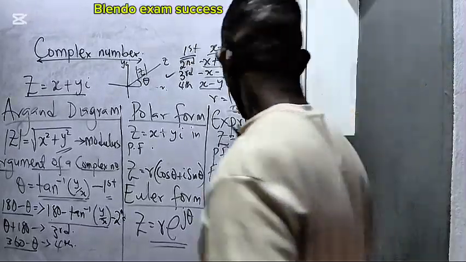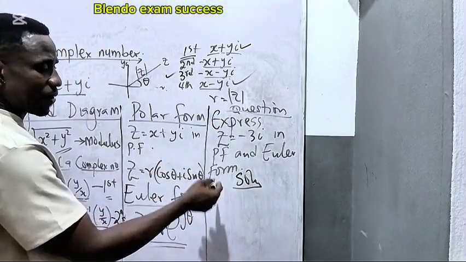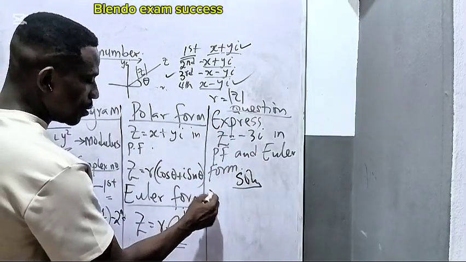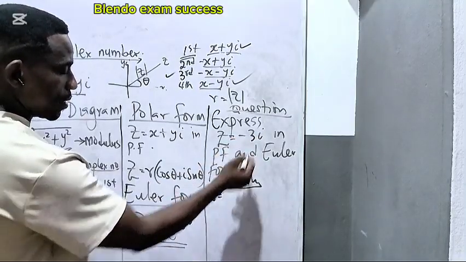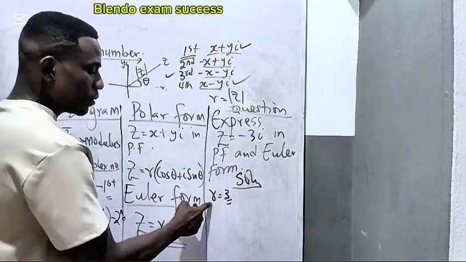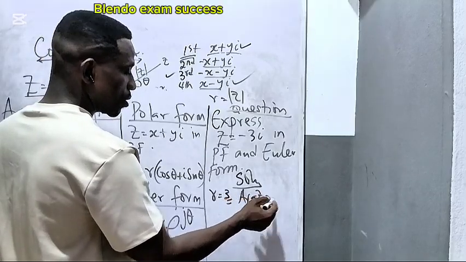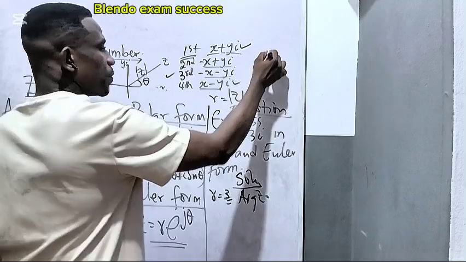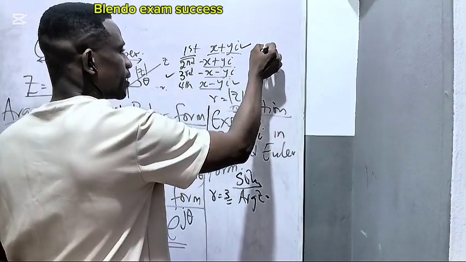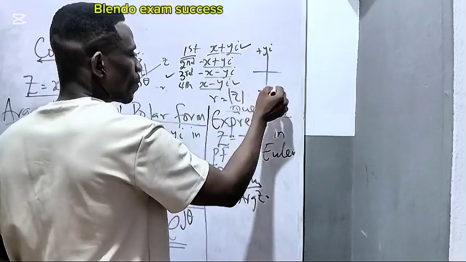Express z is equal to minus 3i in polar form and Euler form. So all we need to do is the solution. What is the Argand diagram? What is the modulus? So modulus is r, which is the positive coefficient of i, which is 3. So if modulus is 3, arg z is equal to what? Now this is minus 3i. Let us look at this. Very important. Here is yi positive, and here is minus yi.